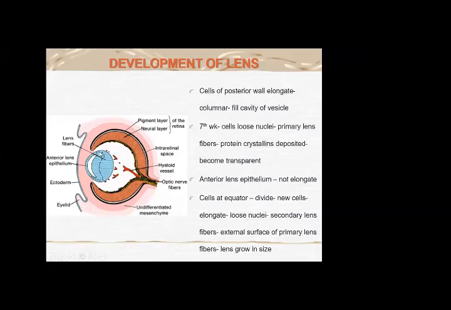Approximately at this level, at the equator. Now you know where the equator is. The equator runs around the Earth. So any rounded ball, like the Earth, has an equator. Okay. At the equator, cells divide. At the equator, cells have retained their nuclei. Deeper inside, cells have lost their nuclei and are filled with crystalline protein.